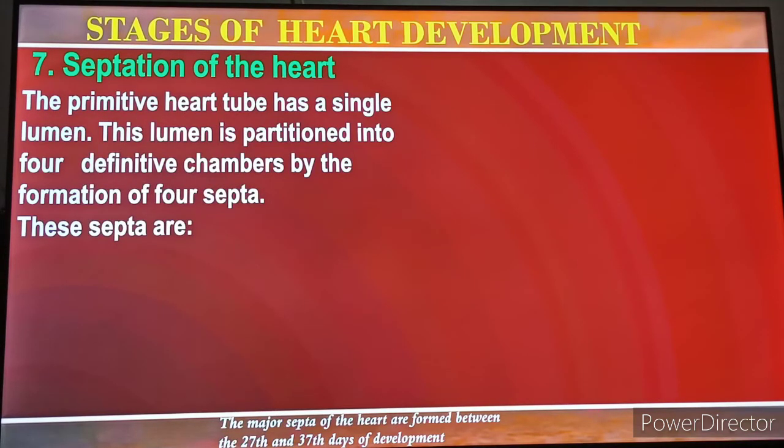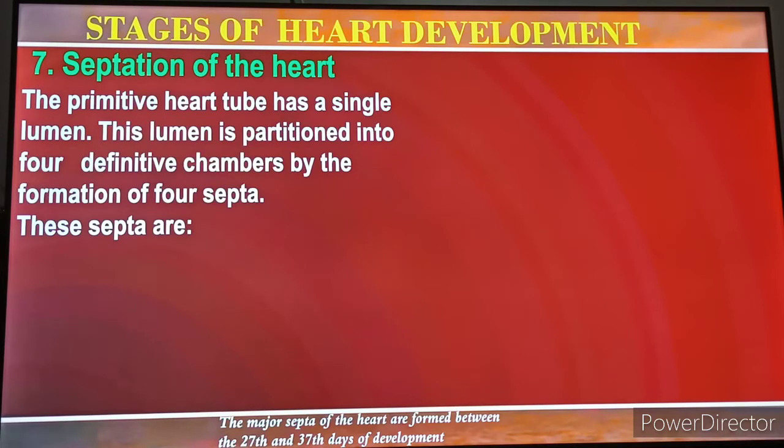But what's going to happen during the embryonic period is what we call preferential blood flow, whereby oxygenated blood is preferentially directed to the aorta, and deoxygenated blood is preferentially directed to the aorta as well, but the oxygenated one is preferentially directed to the tissues, and the deoxygenated is directed to the placenta for oxygenation. Then the primitive heart tube has a single lumen. This lumen is partitioned into 4 definitive chambers by the formation of the 4 septa.